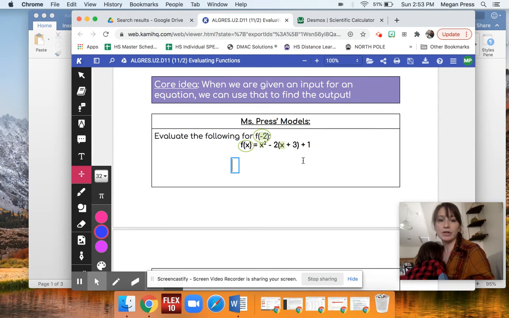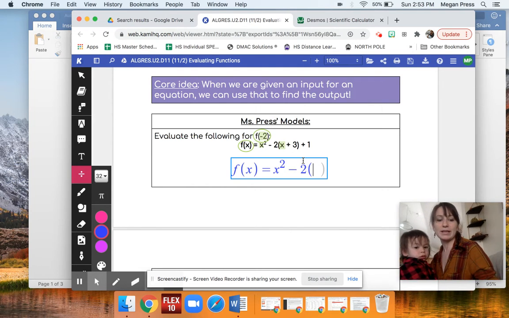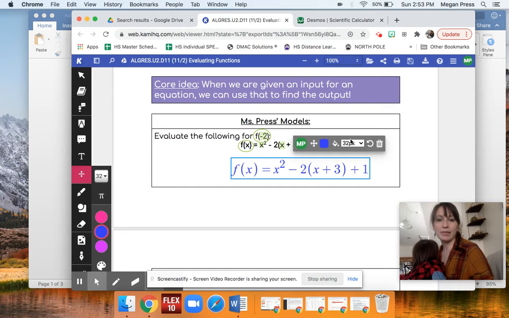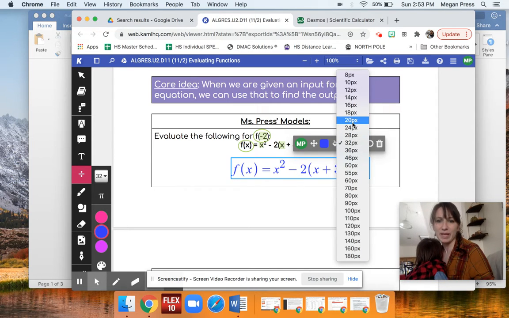And what I'm going to do first is write it exactly how it looks here. Remember, to get an exponent, I do shift 6, and then I use my arrow to get back to normal. Okay, minus 2(x plus 3) plus 1. Okay, and I'm going to make this smaller because I don't have enough space for all of this.